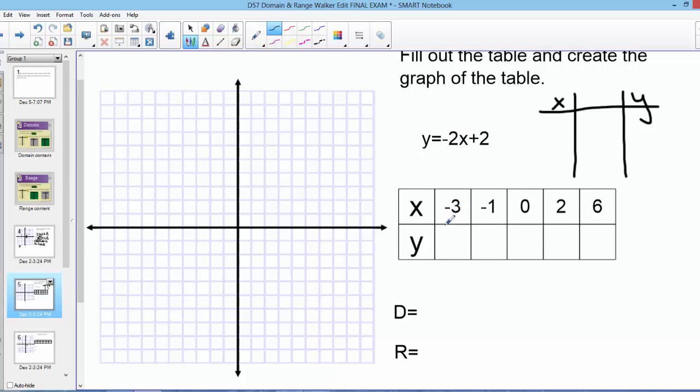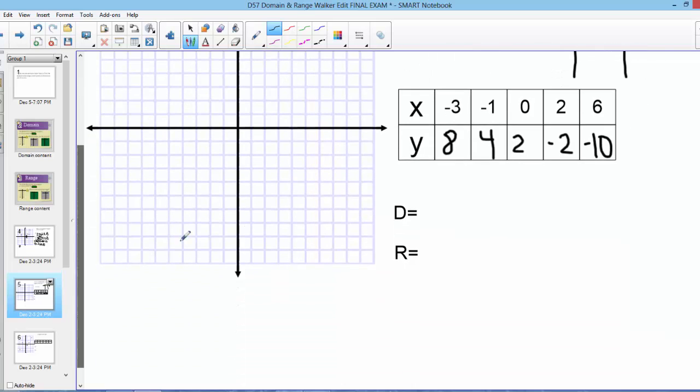And we have negative 2 times negative 3, which is 6 plus 2, that's 8. We have 4, 2, negative 2, and finally we have negative 10.